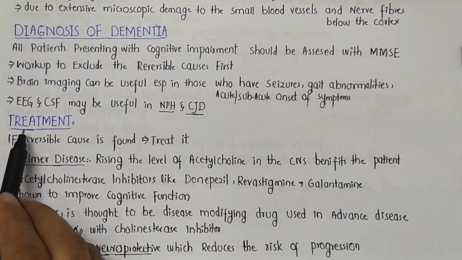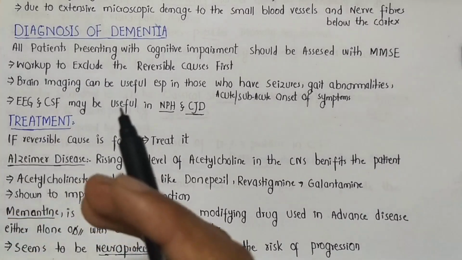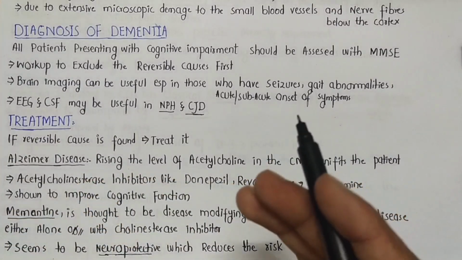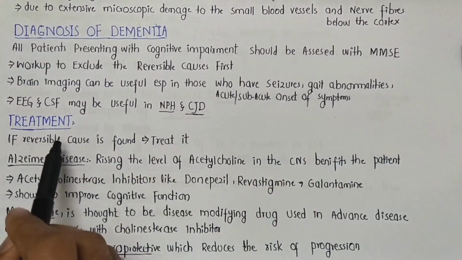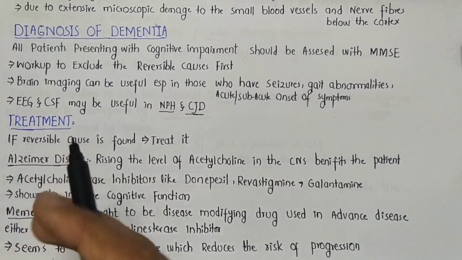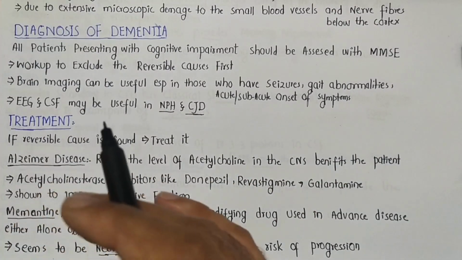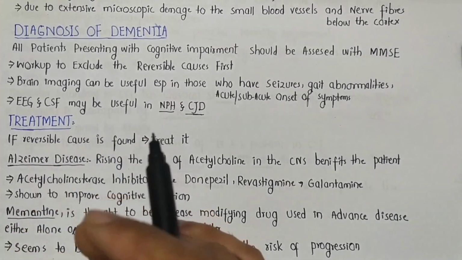You know, the treatment is all about treating the cause of dementia. If a reversible cause is found, treat it. If an irreversible cause is treatable, treat it also.